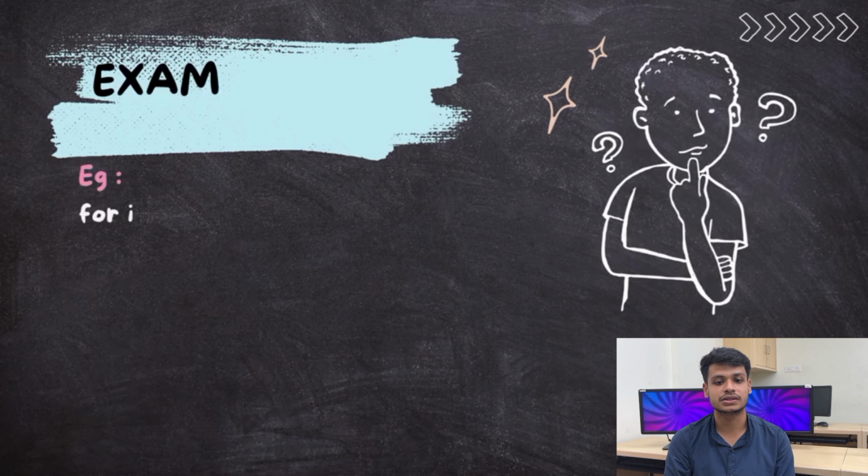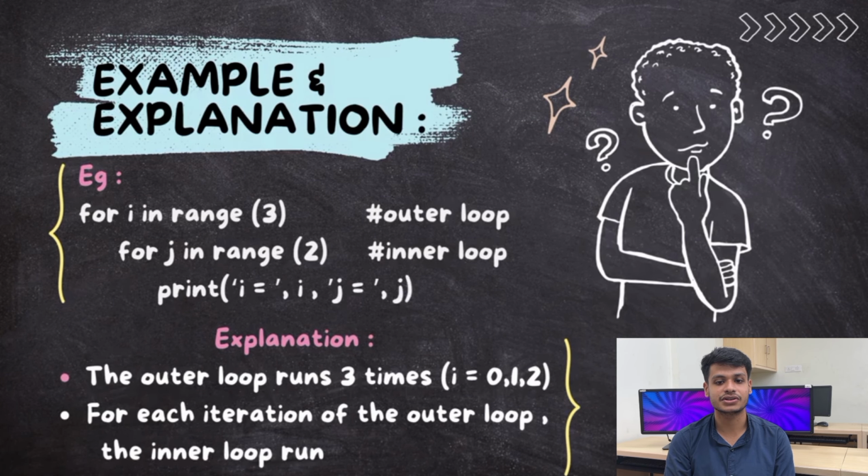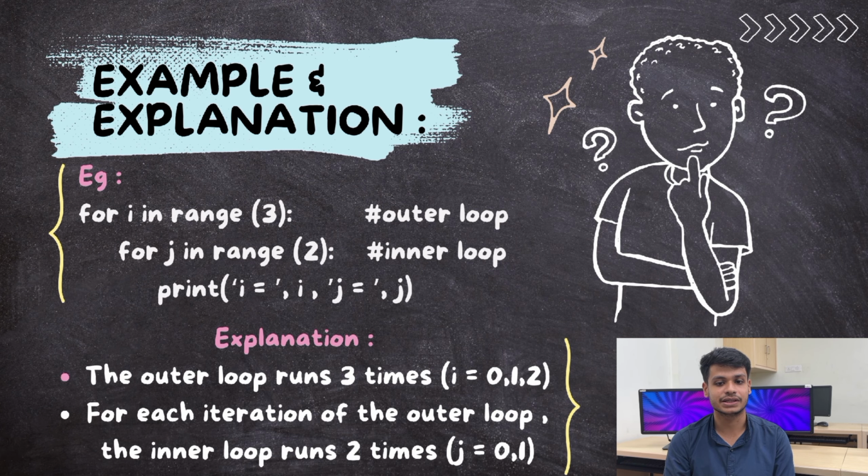So the code is: for i in range(3), for j in range(2), print i and j. Here j is inside the inner loop and i is inside the outer loop. As the range is 3, the outer loop runs 3 times. For each iteration of the outer loop, the inner loop runs 2 times because the range is 2. Let us visually represent this.